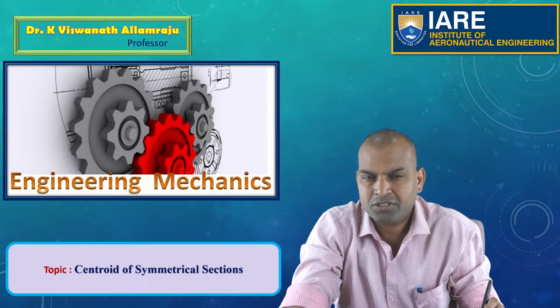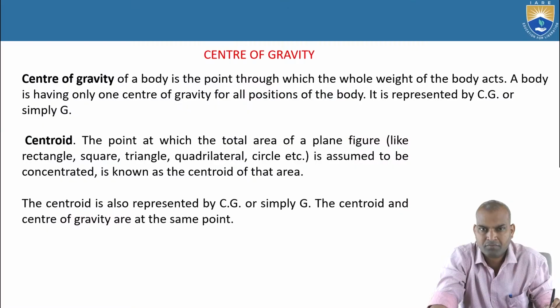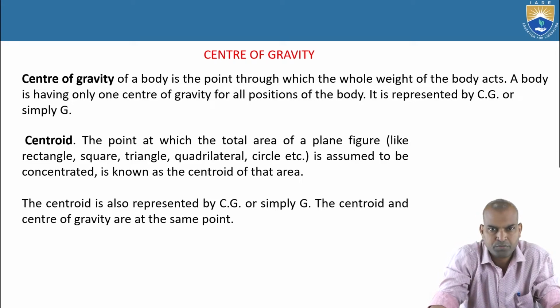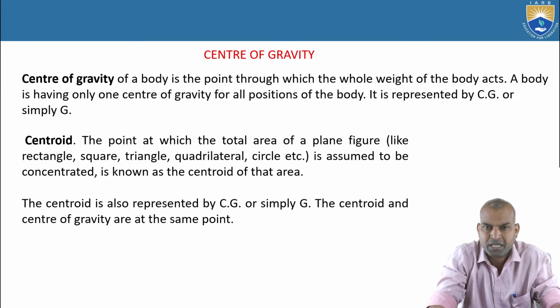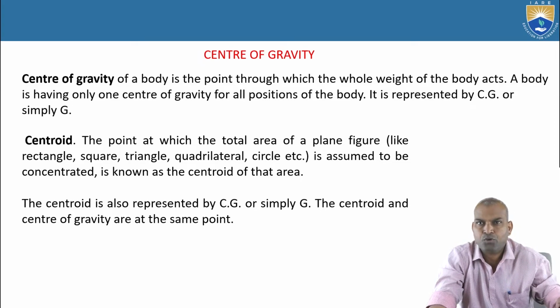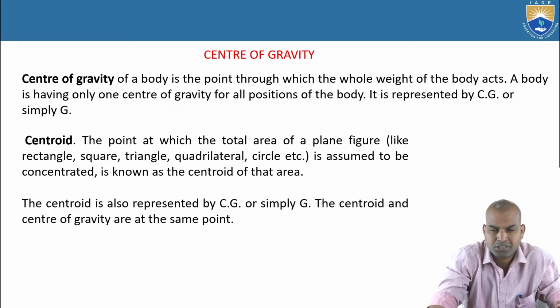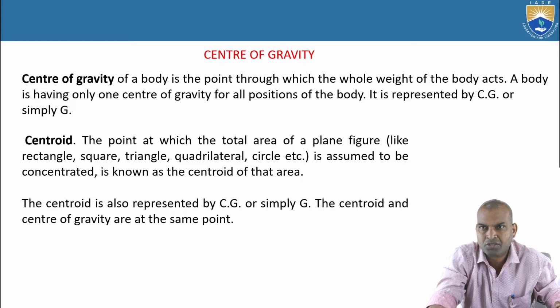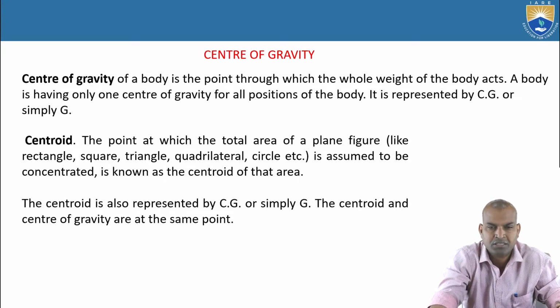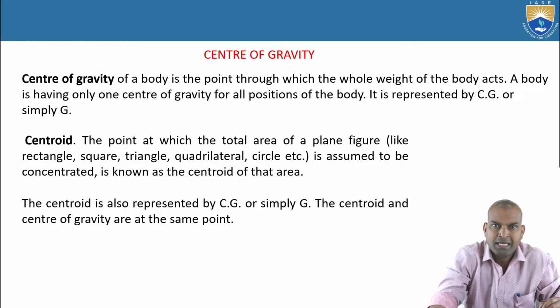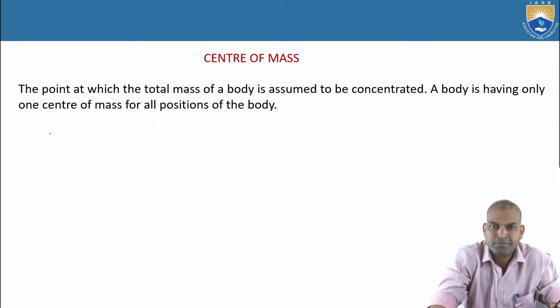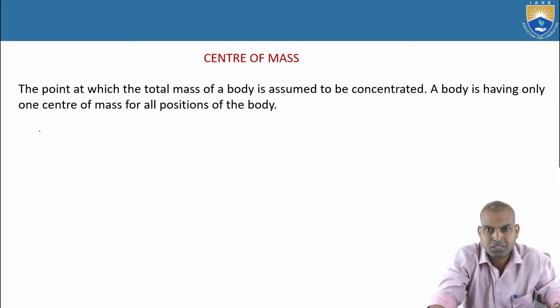Let us recapitulate what is center of gravity and what is centroid. The center of gravity is the assumed point of orientation of the whole weight of the body. It is denoted by the letters CG or G. The centroid is the point at which the total area of plane figures such as a triangle, rectangle, parallelogram, circle, etc. is assumed to be concentrated. The center of mass is the point at which the entire mass of the body is assumed to be concentrated.